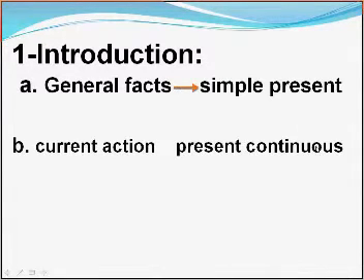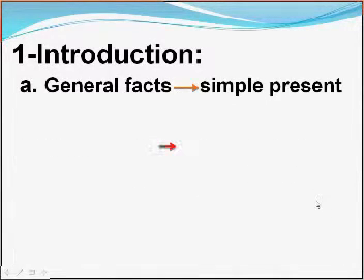Then we might need current action, so this will mean we will need the present continuous tense. If you're talking about current actions, something that is happening right now, we will need the present continuous tense. That is, for example, something is happening now. We'll need verb to be plus verb ing.